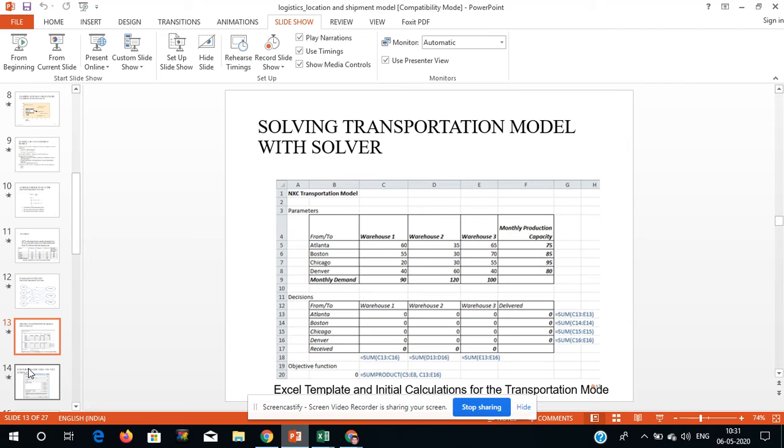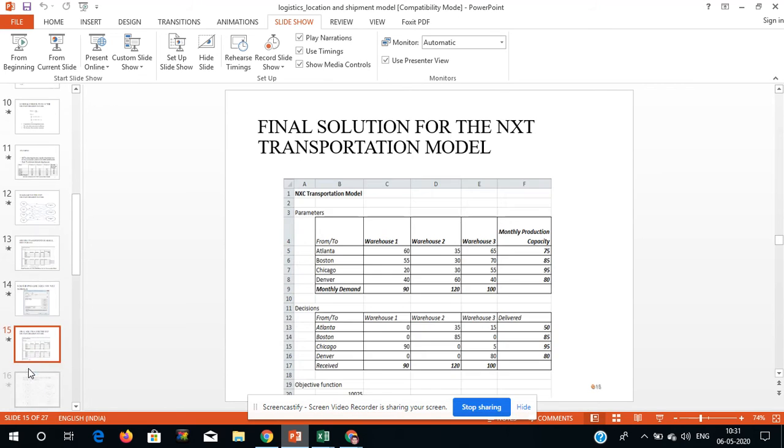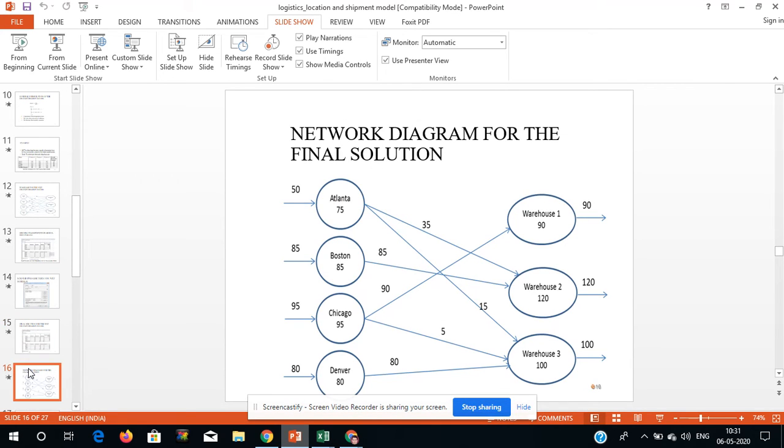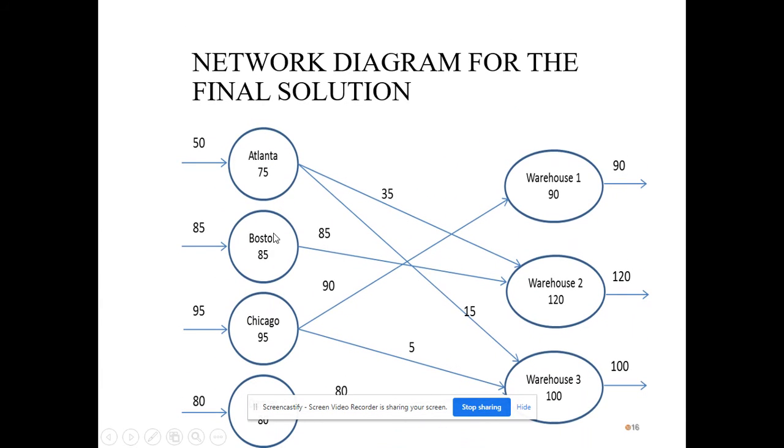Now coming back, this is the final solution that we came up with, and we can redraw it as a network. This is the network diagram for the final solution.